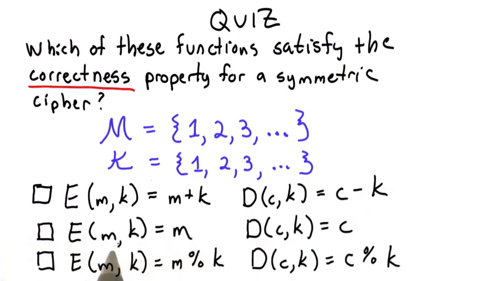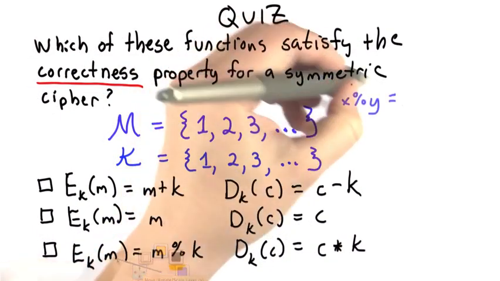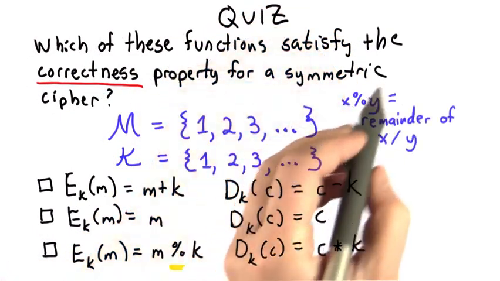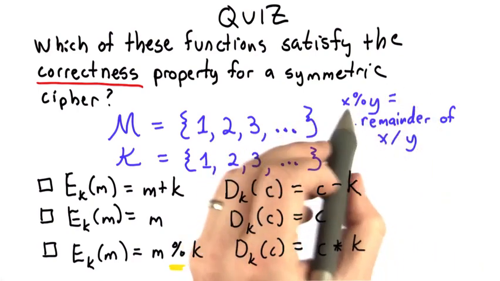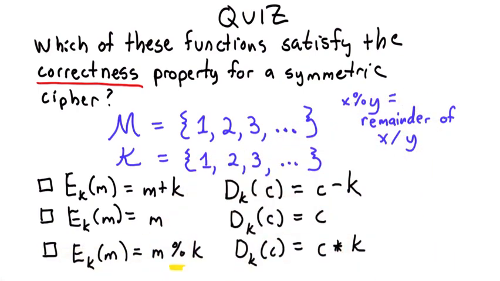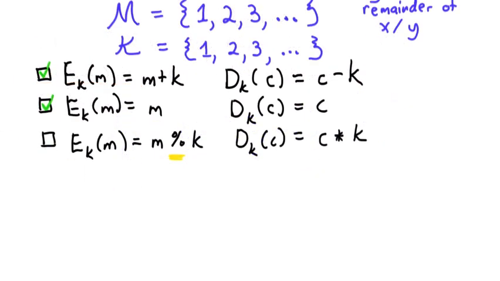For the second choice, the encryption function is the identity. The decryption function is the identity on the ciphertext. For the third choice, I'm using the modulo operator. X modulo y is the remainder you get when you divide x by y. And modulo is a very useful operation in cryptography. We'll see that quite a bit later on this unit, as well as in later units. The answer is the first two of these do satisfy the correctness property. The third one does not.